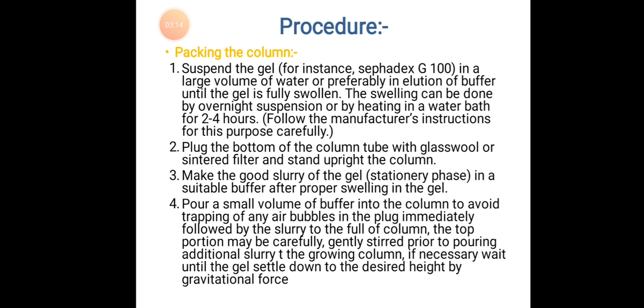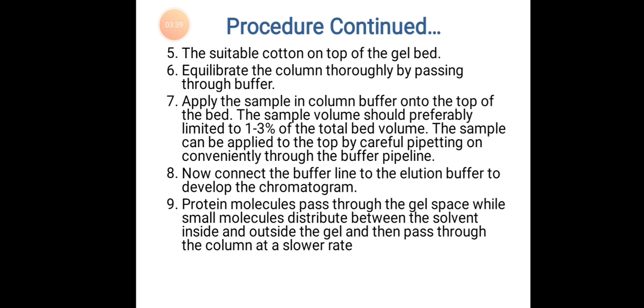After proper swelling of the gel, pour a small volume of buffer into the column to avoid trapping of any air bubbles in the plug, immediately followed by the slurry to fill the column. The top portion may be gently stirred prior to pouring additional slurry into the growing column. If necessary, wait until the gel settles down to the desired height by gravitational force. Place a suitable cotton plug on top of the gel bed. Equilibrate the column thoroughly by passing buffer through.